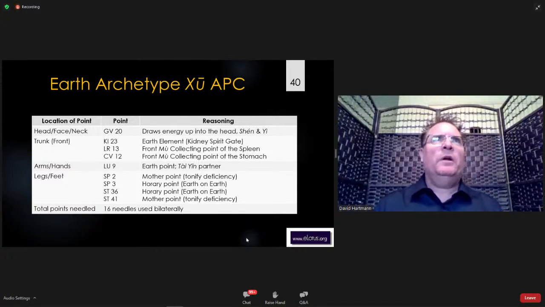I tell people that no matter whether an organ is yin or yang, it always has a yin and a yang partner, which is wordy and confusing, but is the reality. So no matter whether an organ is yin or yang, it has a yin and a yang partner.